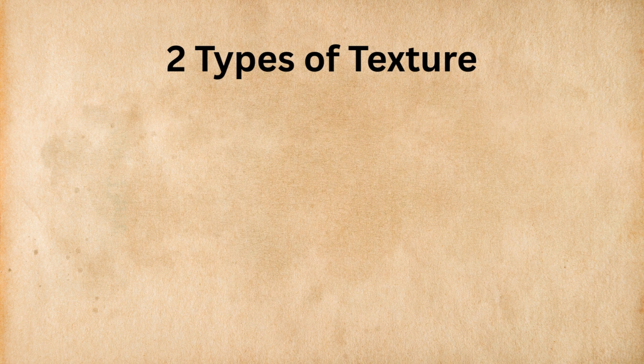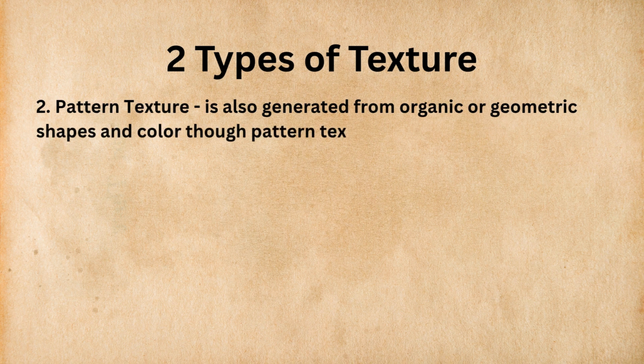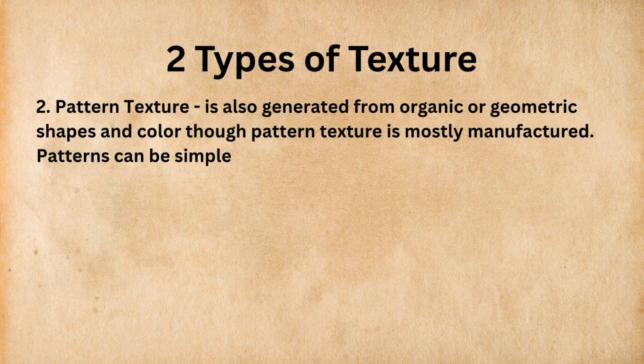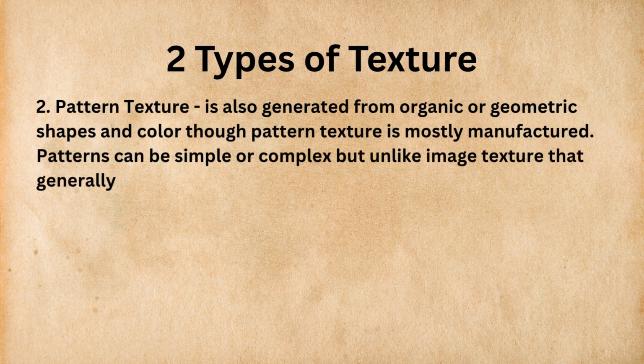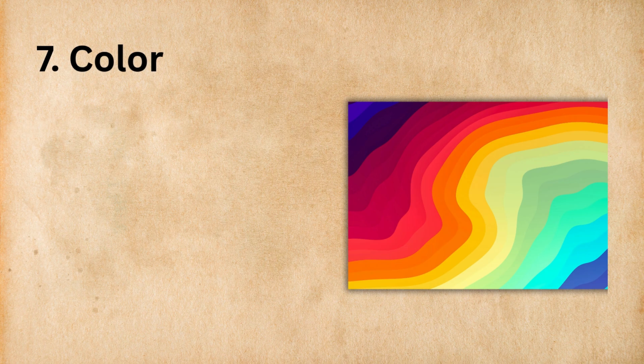Number 2. Pattern texture. It is also generated from organic or geometric shapes and color, though pattern texture is mostly manufactured. Patterns can be simple or complex, but unlike image texture that generally appears random, patterns appear more structured. For the next core elements of graphic design, we have number 7, color.